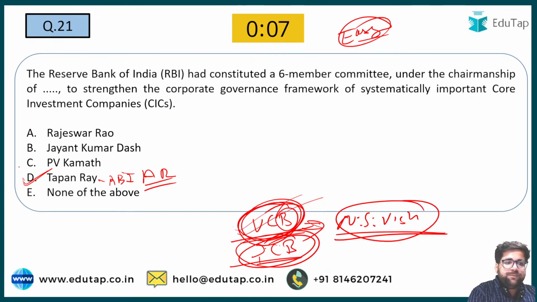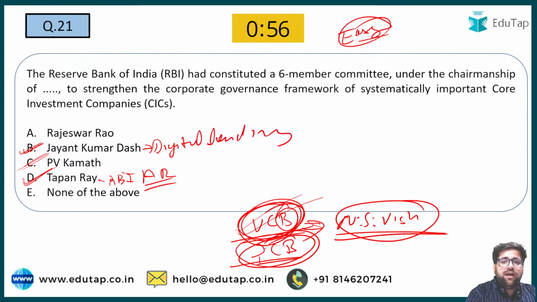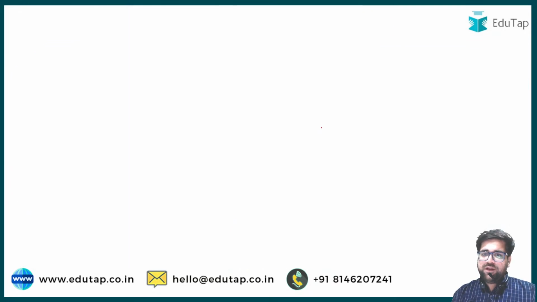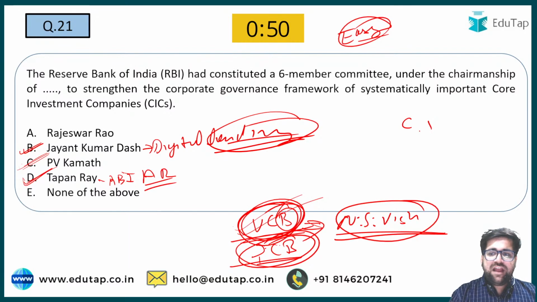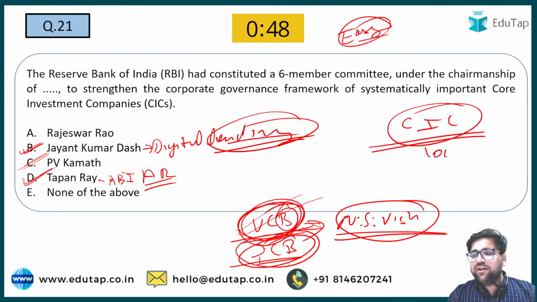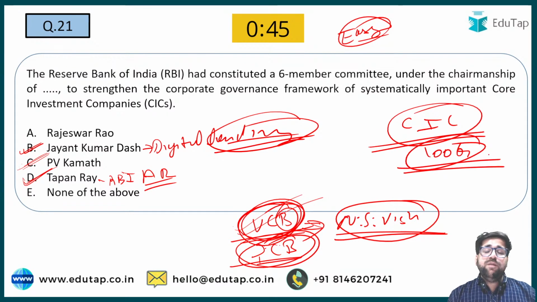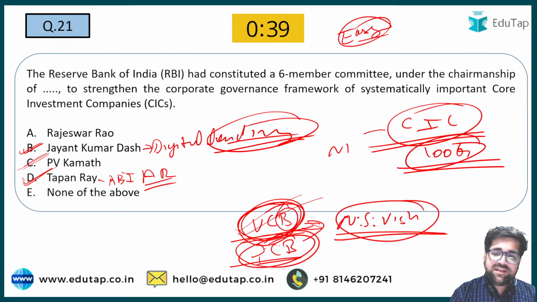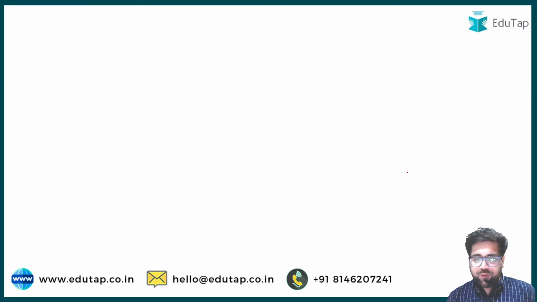We have covered the P V Kamath committee. Also, we have covered the Tapan Ray committee. We have also covered Jayant Kumar Dash. This is for your digital lending committee. This is also very important. Again, a very special mention in your RBI annual report. Okay, I hope you know about all these frameworks. And CIC, as I have told you previously also as an example, remember 100 crore, because this is the minimum amount of fund needed for registration of a CIC, that is, core investment companies, and all core investment companies are a type of NBFC. I hope you know about it.